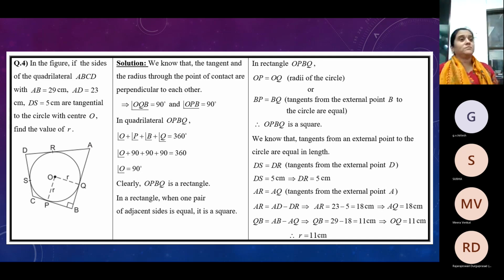Yeah, so Nandini, what is step 1 in the order we discussed in the class? Look at the screen and tell me. Look at the figure. Okay, what is the measure of angle OPB? Reason? Tangent, 90 degrees. Which is the other angle which is 90 through the same theorem? OQB is 90. Then this one is already given to be 90, right?